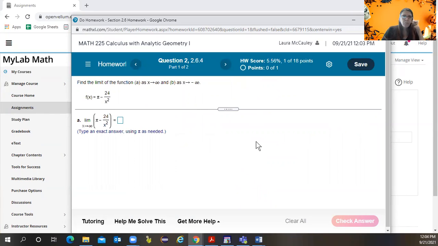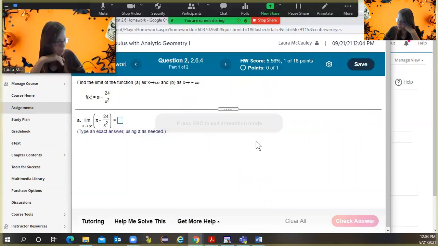Finally, all right. Looking at number 2, it says find the limit of the function as x approaches infinity and as x approaches negative infinity. So we want to know what's happening when x gets really, really big. If you recall, the limit rules work for limits to infinity as well. So what we can do is we can actually break this up.